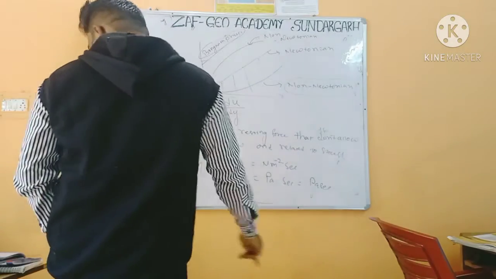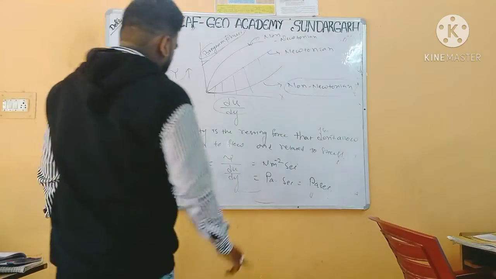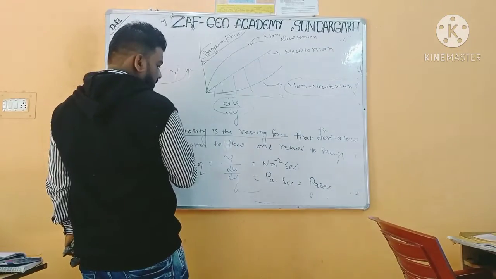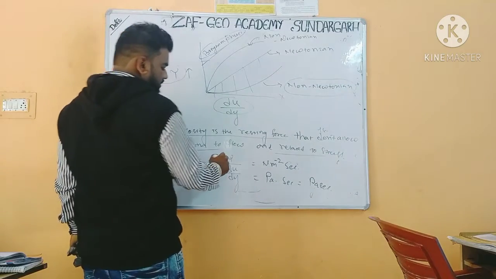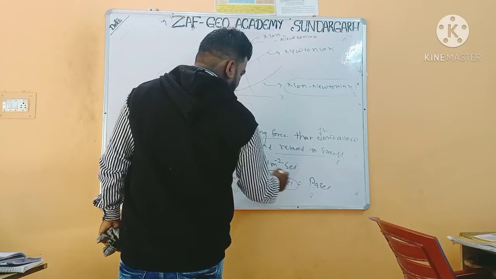So now what are the factors that affect the viscosity? We will learn this. Here viscosity is the resisting force that does not allow the magma to flow and is related to stress, because eta, the coefficient of viscosity, will be equal to tau divided by du upon dy, and its unit is Pascal second. Okay.